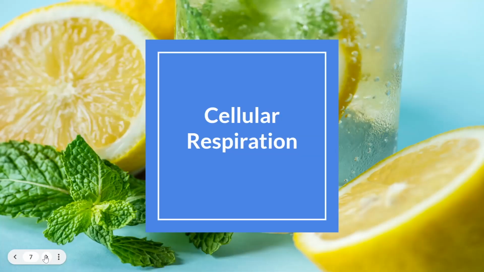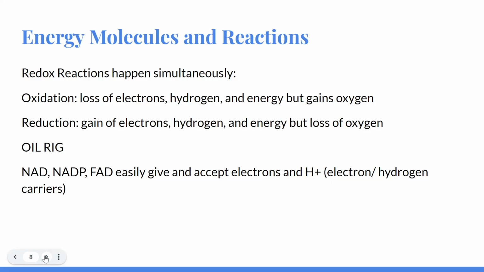So then we're going to move on to cellular respiration. Cellular respiration is dependent on the fact that redox reactions happen simultaneously, so it's oxidation and reduction. When I was in IB, I learned oxidation and reduction as OIL RIG. Oxidation is loss, reduction is gain. So in oxidation, you lose hydrogens, you lose electrons and energy, but you gain oxygen. And reduction is gain because you gain electrons, gain hydrogen, and energy, but you lose oxygen.